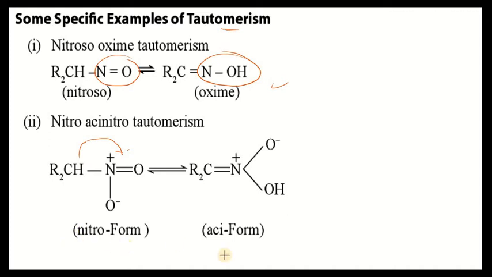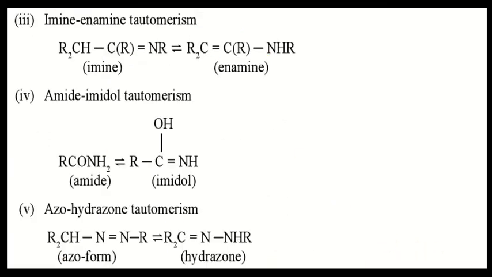Okay, nitro. Next, enamine tautomerism. Enamine: this is "ene", this is amine. Here, the hydrogen is separated out, it is nothing but this hydrogen. In this triad system, the hydrogen went here.